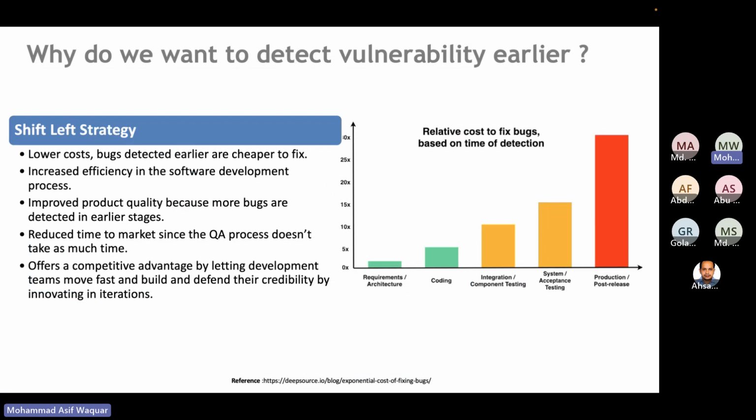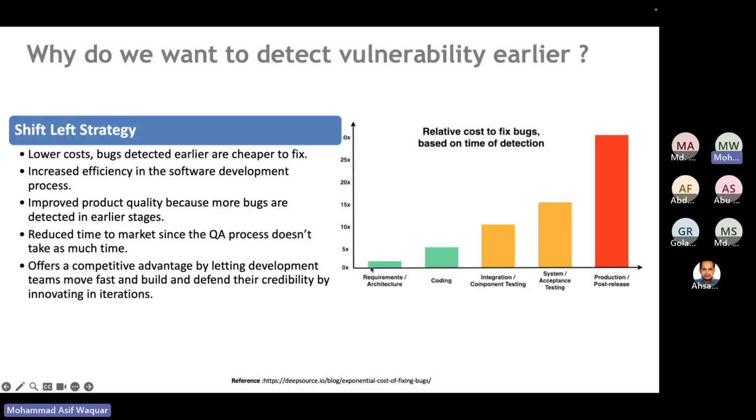So the shift left strategy is very helpful to detect bugs at an earlier stage, maybe at the requirement or architecture stage, which we call threat modeling. So if we find out this might be a bug, or a scenario where we could receive vulnerabilities, maybe in the coding stage or integration stage.